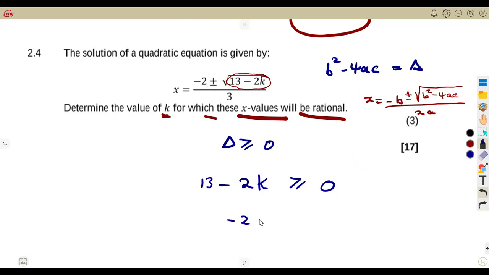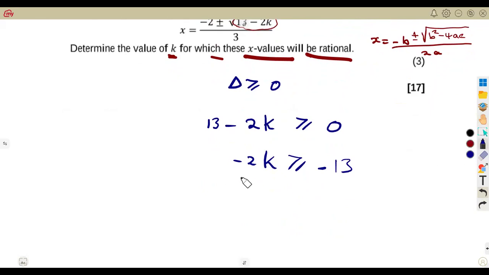Take the 13 to the other side, it gives us a positive. So minus 2k is greater than or equal to minus 13. It was a positive, so it will give us a negative on the other side. Divide by a negative. Remember I talked about this when solving inequalities. The moment you divide by a negative, the inequality sign reverses, changes. So it is going to be less than or equal to now.